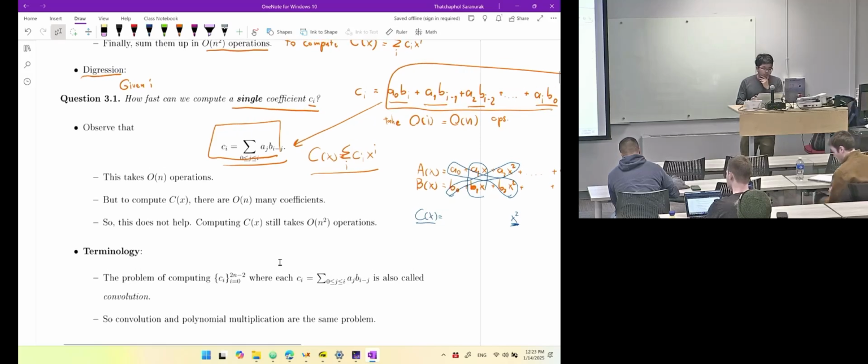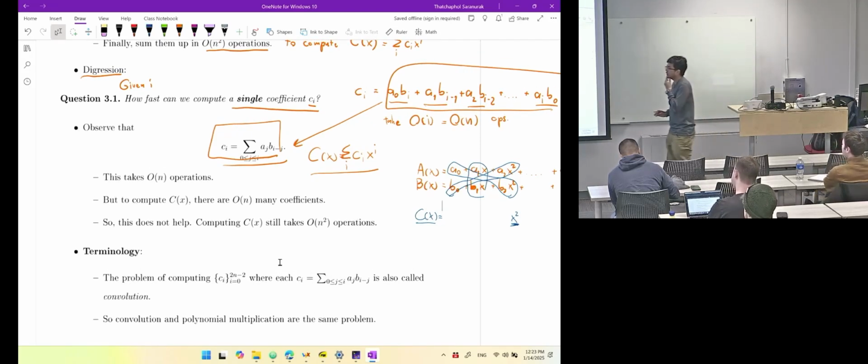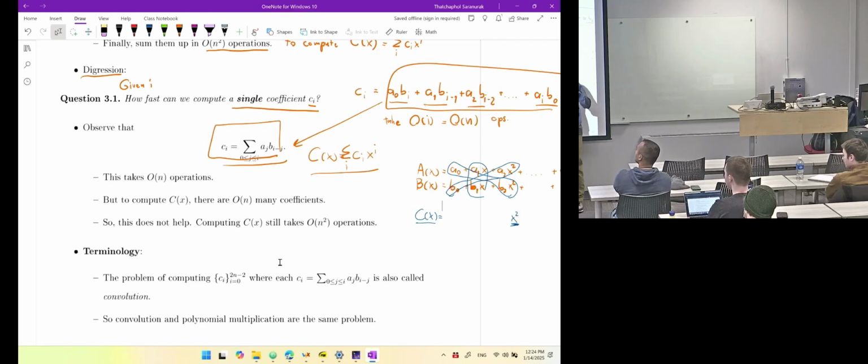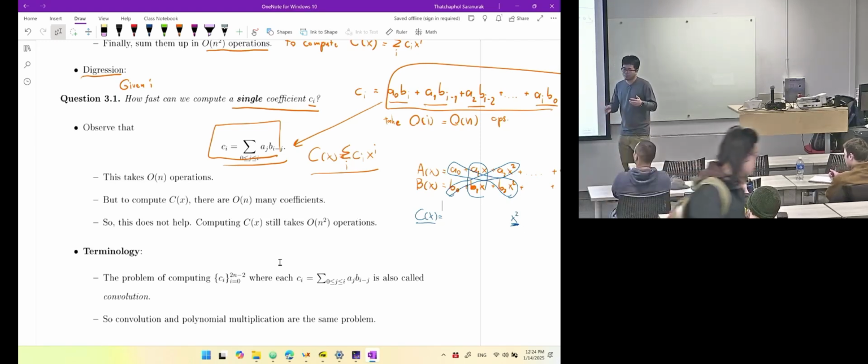One terminology that is useful to know is that the problem of computing the Ci, where Ci looks like this, which is exactly how the coefficient of the result of polynomial multiplication looks, is also called convolution. You might have heard this word many times. Basically, polynomial multiplication and convolution are actually the same problem.